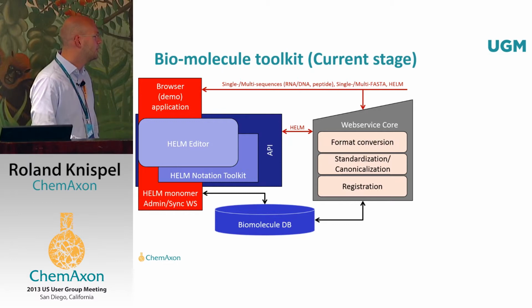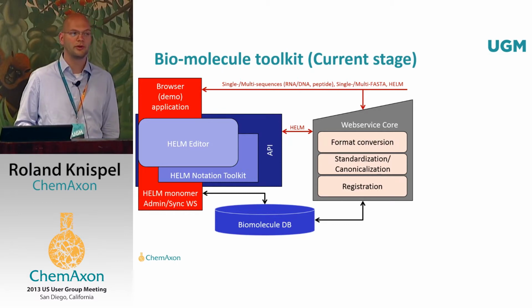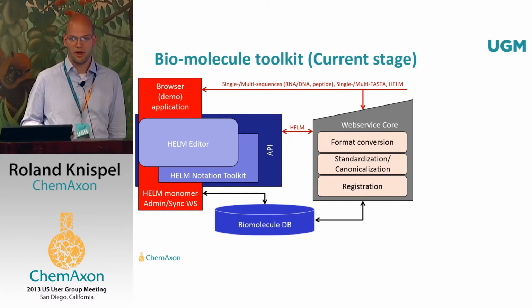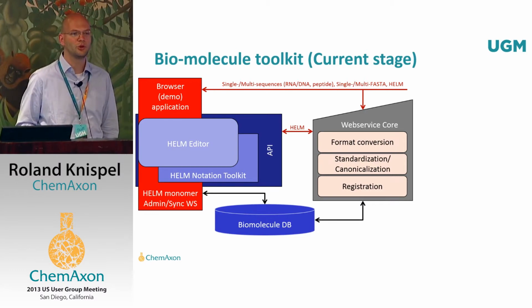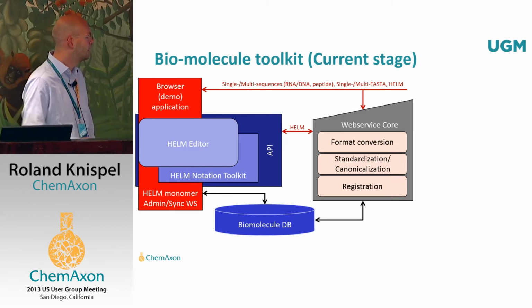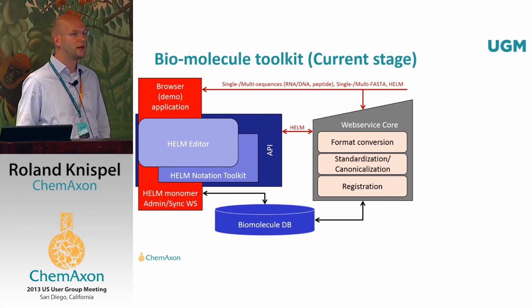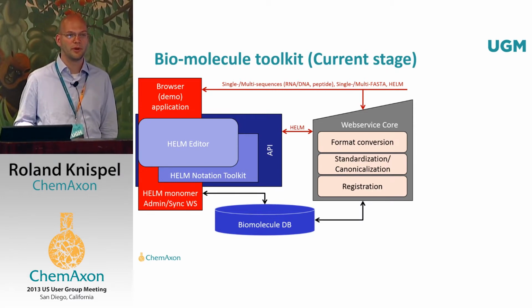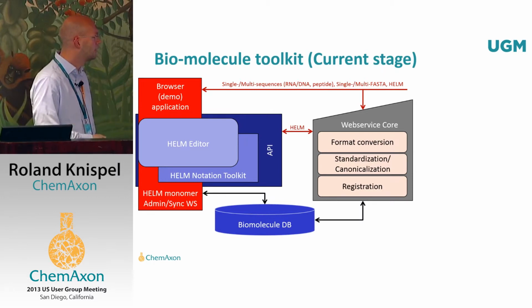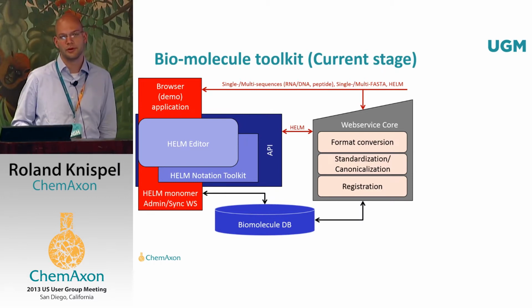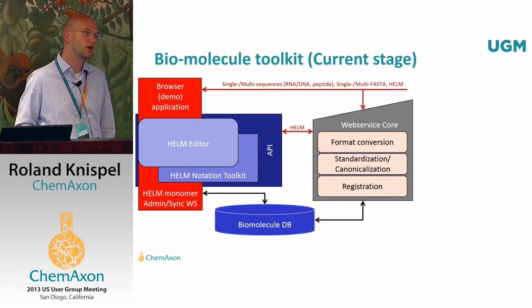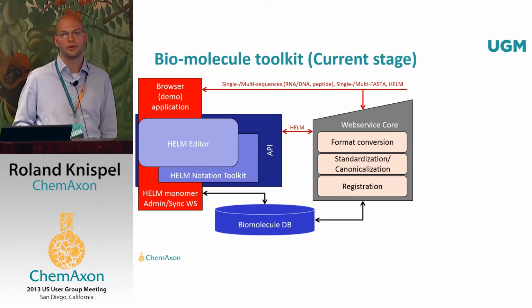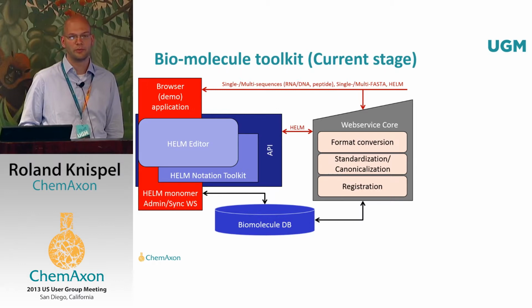From this toolkit, we communicate with our web service core at the moment with a simple HELM notation string, which contains all chemical structure information of a molecule. However, we have a set of services which allows you to come in with a variety of things like sequences. If you have a peptide or nucleic acid sequence, you can come in with FASTA files or a regular HELM notation string. We are looking at extending this also to regular mol files or SMILES.